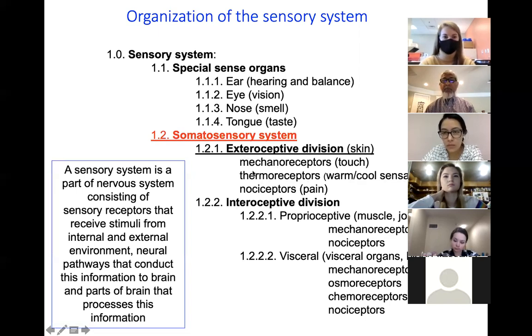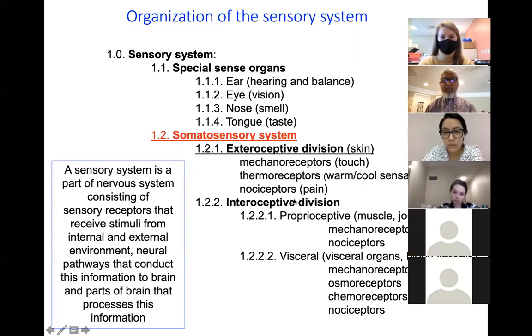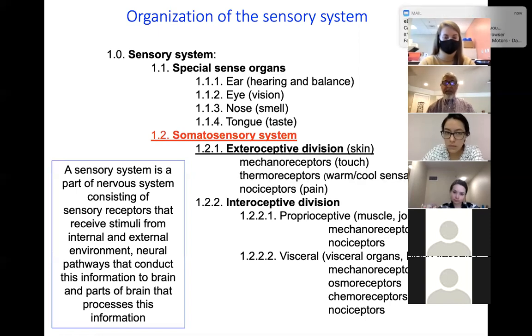And they include the mechanoreceptors like touch, pressure, those are on the skin. Thermoreceptors, which detect the signal of warm and cool sensation. And nociceptors are the pain receptors. They catch the pain sensation, okay? They convert the painful stimulus. They carry the signal of the painful stimulus and take them to the brain, okay?